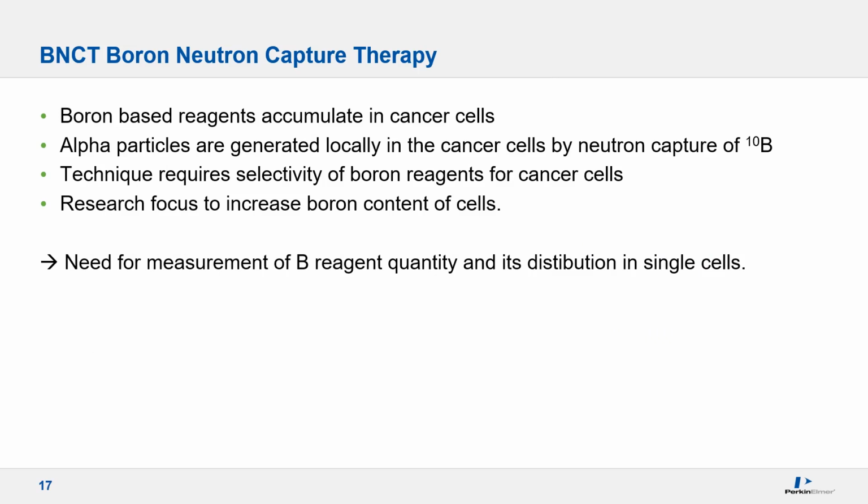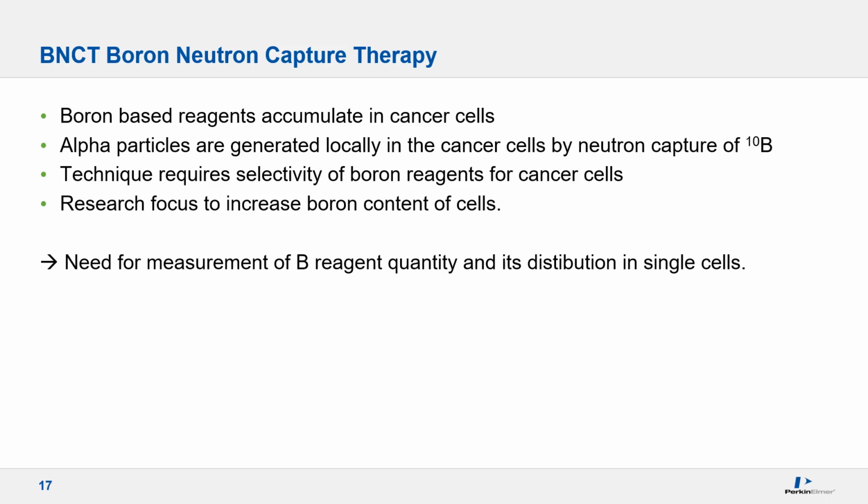With that, I want to move on to a third example, which is boron neutron capture therapy. This type of therapy involves boron-based reagents which accumulate in the cancer cells. And the large capture efficiency of boron-10 would then allow the local production of alpha particles in the cancer cells by the disintegration of the boron-10.